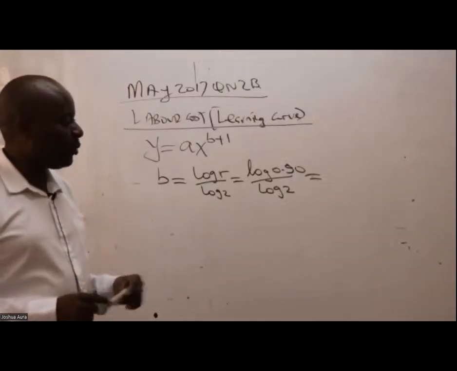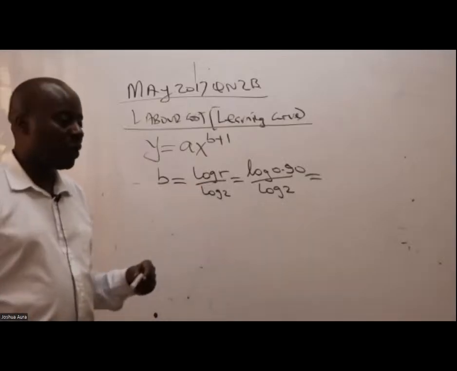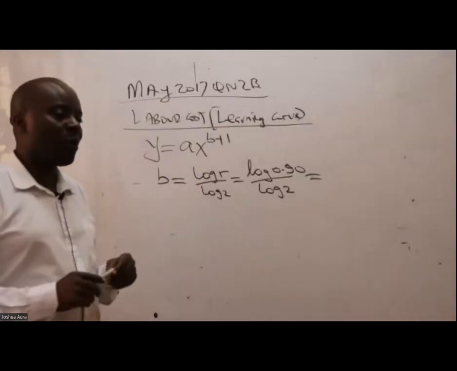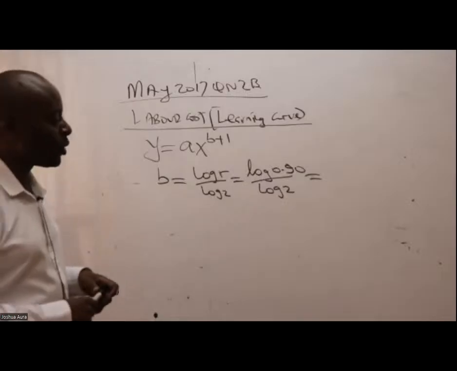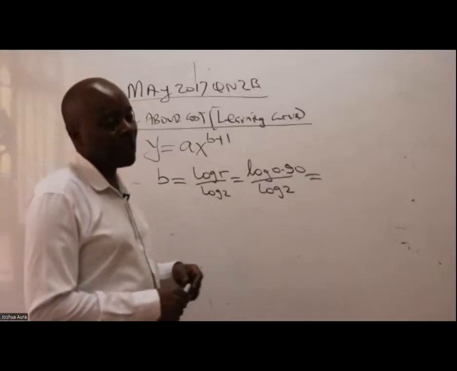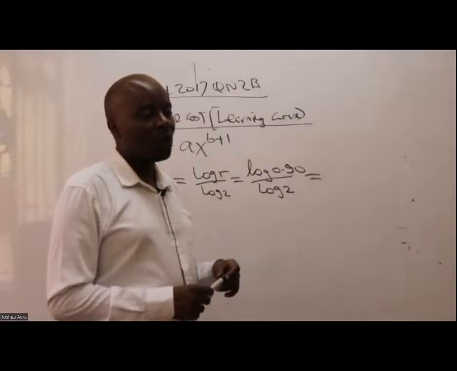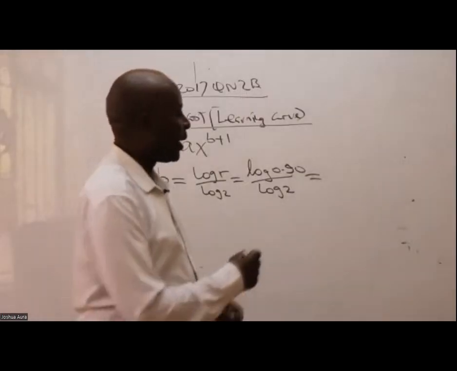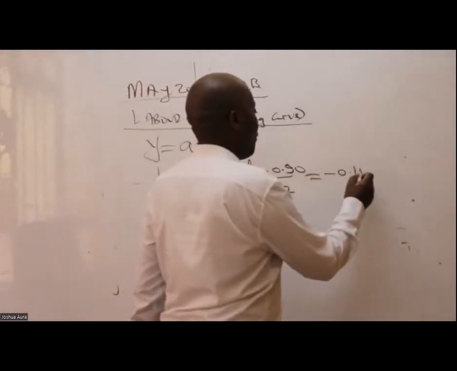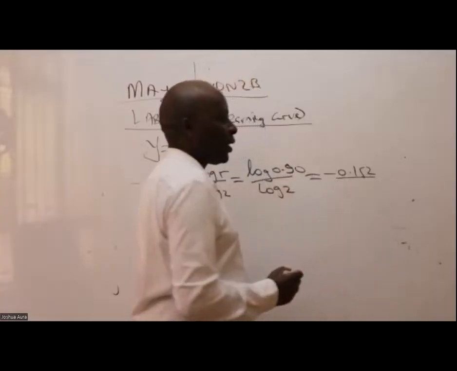So is there somebody who is able to prove that whatever we have in the question is what we are able to get from our calculators? What is log 0.9 divided by log 2? Ladies and gentlemen, please help me out here. Log 0.9 divided by log 2, it's minus 0.152. Thank you.